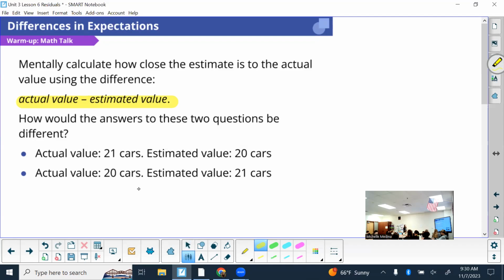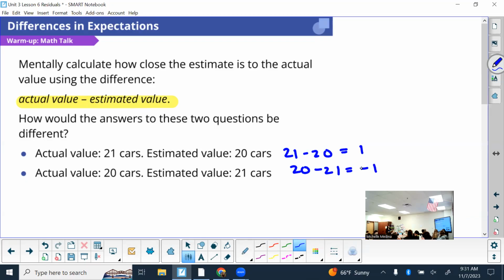All right, I'm not seeing any thumbs. Am I just missing them somewhere? Okay, Joshua, how are the answers to these 2 questions different? One's positive and one's negative. So let's see, if we're doing actual minus estimated in each situation, over here it would be 21 minus 20. What do we get? 1. And then down here, 20 minus 21 is -1. So that's how they're different.